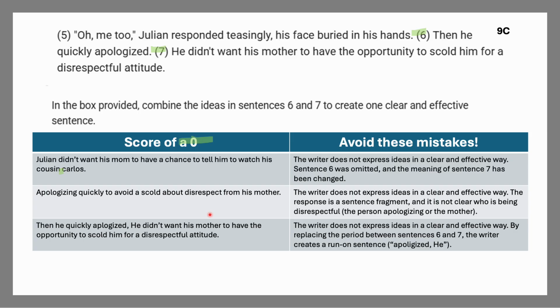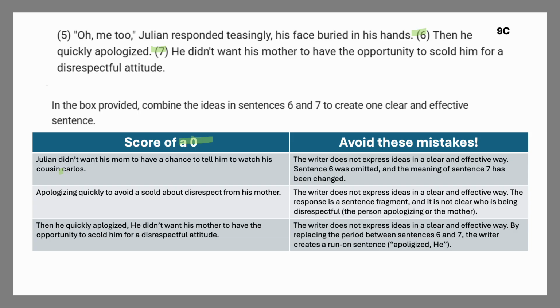It's a 0. And then looking at this last one, "Then he quickly apologized. He didn't want his mother to have the opportunity to scold him for a disrespectful attitude." If you know your comma rules, you know that that's a comma splice. And then the writer, they do not express ideas in a clear and effective way. By replacing the period between 6 and 7 with a comma, it's a run-on sentence.